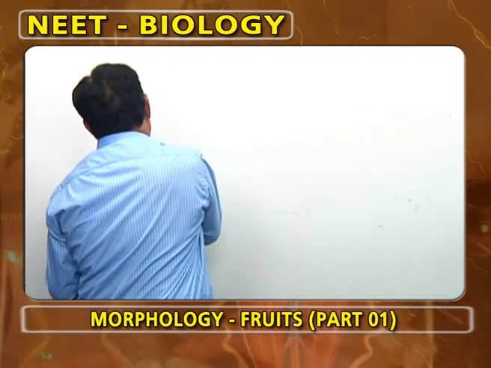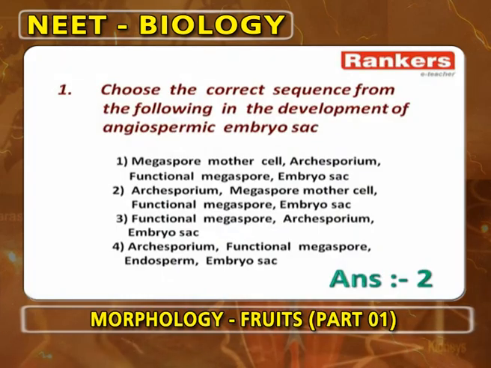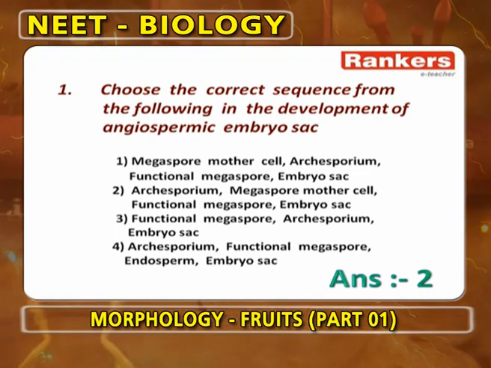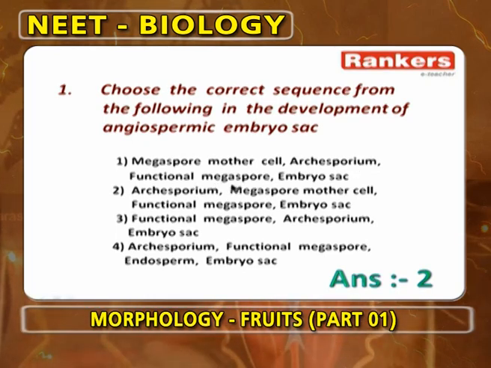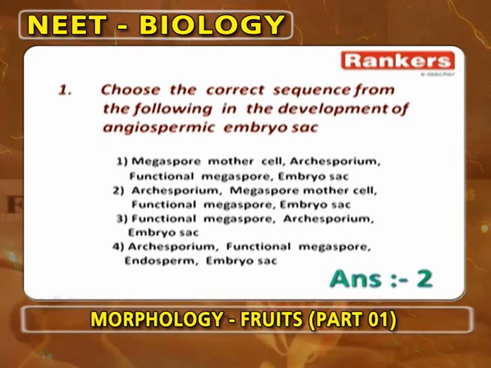Now, we discuss some important questions in this chapter. The first question is, choose the correct sequence in the development of the angiospermic embryo sac. Choose the correct sequence means what will form first, what will form next, and what is the sequence of formation. Megaspore mother cell, archesporium, functional megaspore, embryo sac is wrong because first formed is archesporium. Archesporium, megaspore mother cell, functional megaspore, embryo sac is correct because archesporium divides and gives rise to the megaspore mother cell.